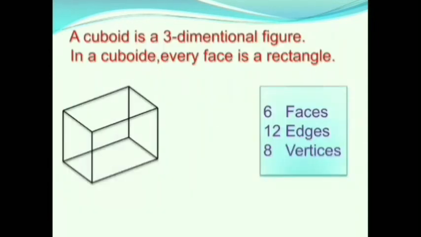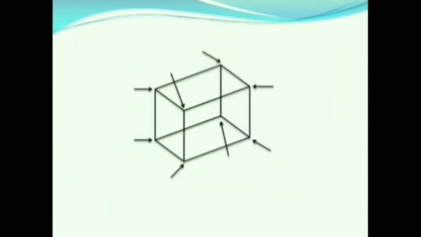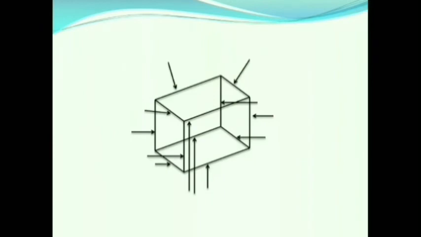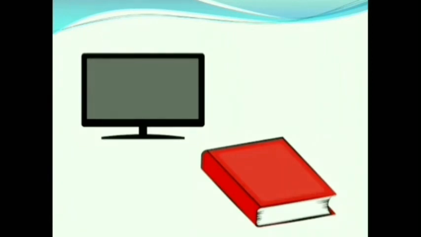A cuboid is a three-dimensional figure. In a cuboid, every face is a rectangle. Cuboid has 6 faces, 12 edges, 8 vertices. See children, the arrow marks in this picture show all the vertices of the cuboid. See children, the arrow marks in this picture show all the edges of the cuboid. You will watch TV, no? It will also look like a cuboid. And read books, no, it is also a cuboid.